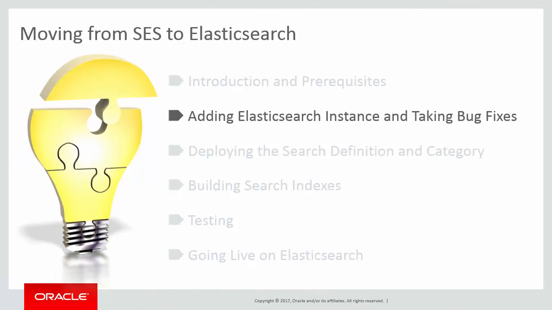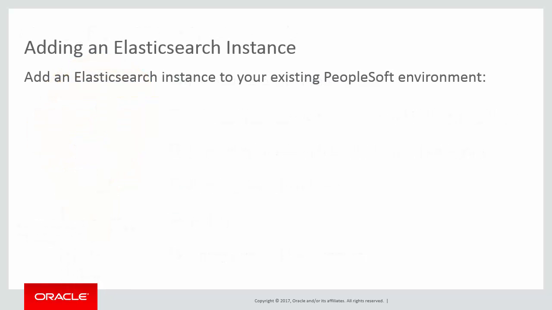Next, we'll talk about the initial steps in the transition process: adding the Elasticsearch instance and taking the updates and bug fixes from the latest PeopleSoft update image for your application. The first step is to add an Elasticsearch instance to your PeopleSoft environment. There are two ways to do this.